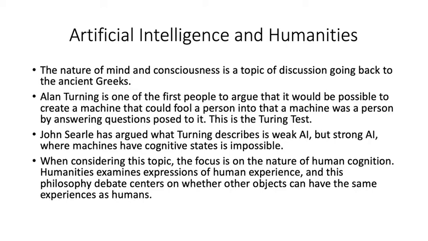John Searle is another philosopher who came along later, and he said, well, that's really what we call weak artificial intelligence. It's imitating what human consciousness is. But strong artificial intelligence is where we would have cognitive states like thinking, feeling, thoughts, ideas, that type of thing.